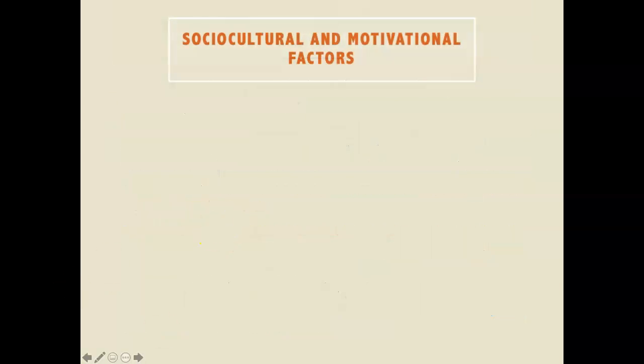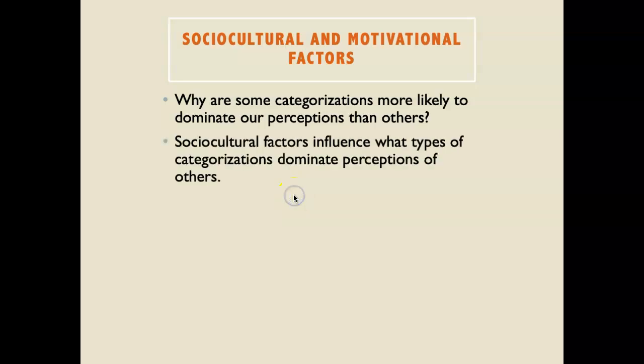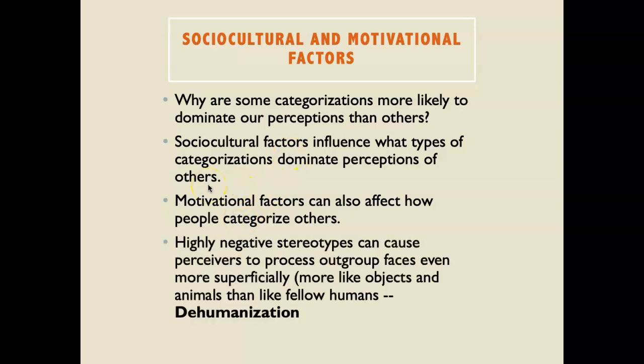So let's look at some of the social, cultural, and motivational factors associated with stereotypes. Why are some categorizations more likely to dominate our perceptions than others? Well, sociocultural factors influence what type of categorizations dominate our perceptions of others. And motivational factors, what we want to see or are motivated to see, also affect how we categorize others. Highly negative stereotypes can cause perceivers to process out-group faces even more superficially, more like objects and animals than like fellow humans.